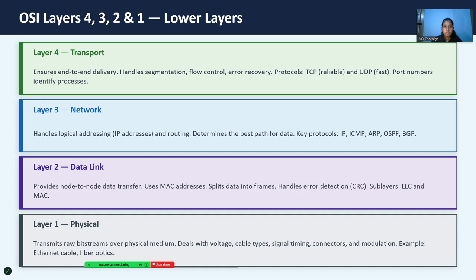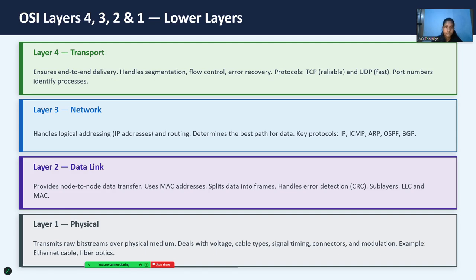Layer 4, the transport layer, is responsible for end-to-end delivery. It breaks data into segments, manages flow control and handles error recovery. The two key protocols here are TCP, which is reliable and ensures every packet arrives correctly, and UDP, which is faster but does not guarantee delivery. Port numbers also live here. They tell the receiving device which application the data belongs to.